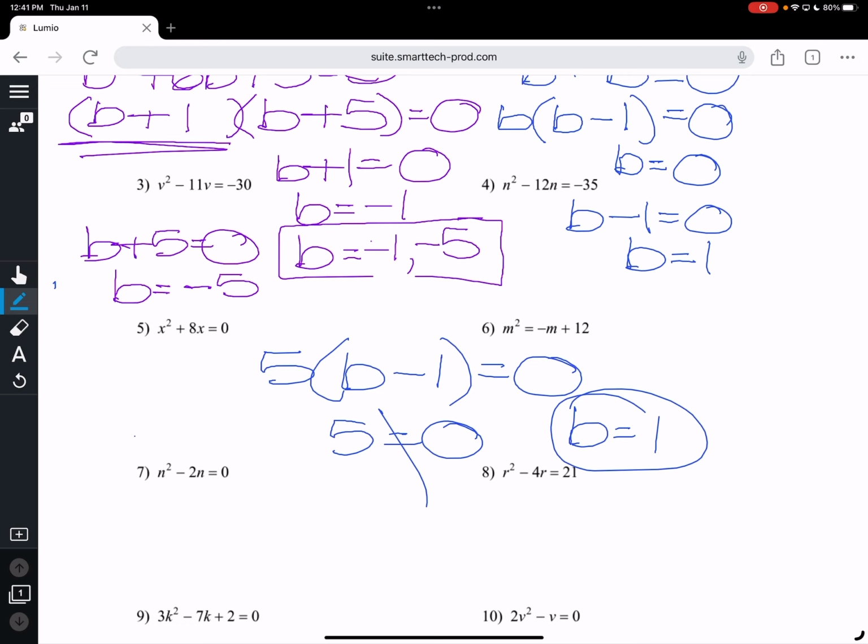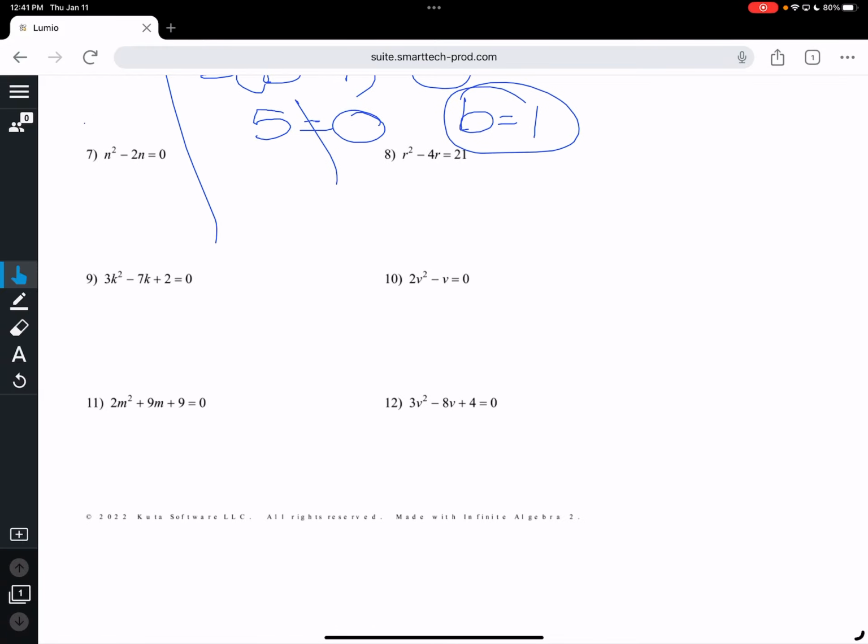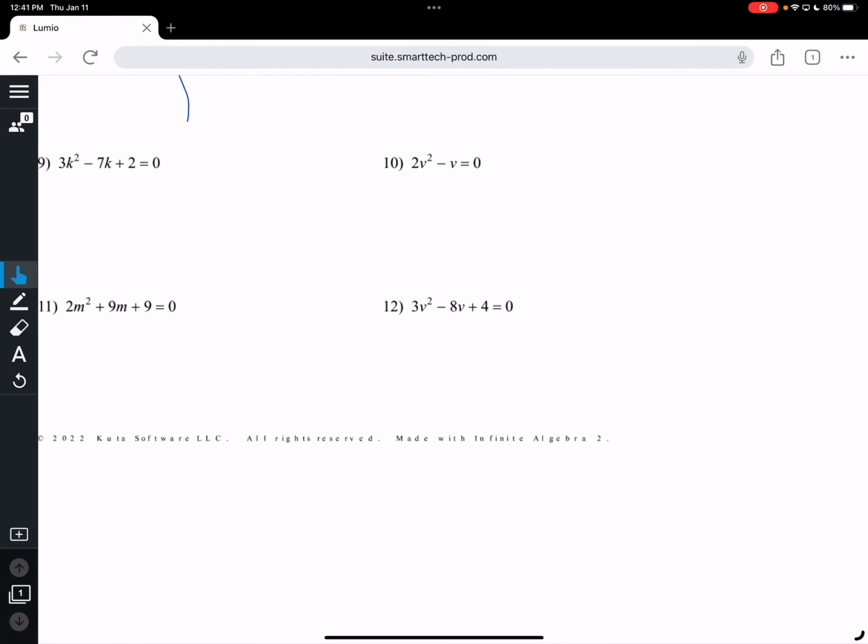We're moving now to number 12, at the bottom. Okay. This one's already set up for us, right? It is already set up for us.